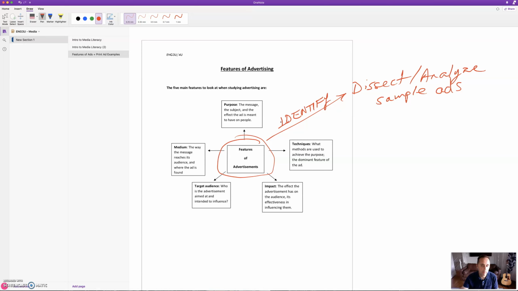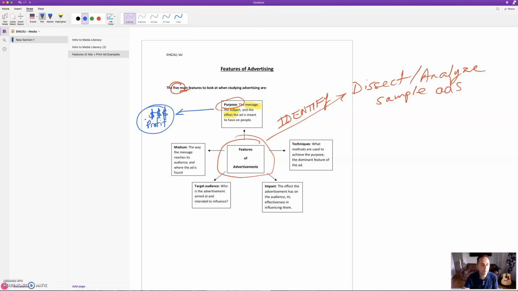Okay, so when you're doing your decoding of the meaning of the ad, you want to identify these 5 main features of any particular ad. So first of all, what's its purpose? Now notice the purpose says the message, the subject, and the effect. So 3 things: message, subject, and effect. A common mistake that is made by students regularly is they just say purpose is to make money. And they go straight to this idea of profit.